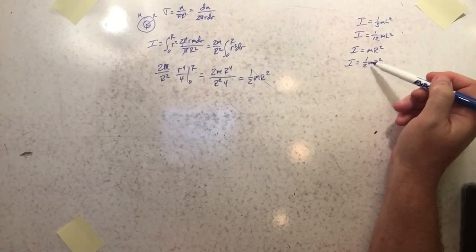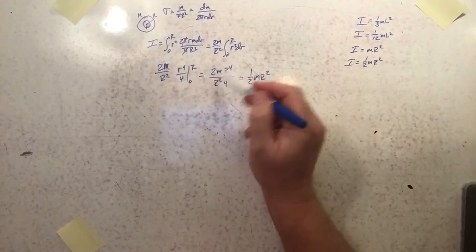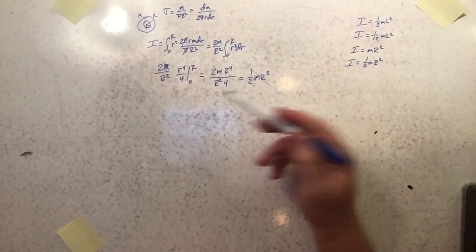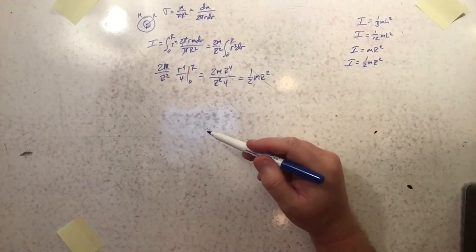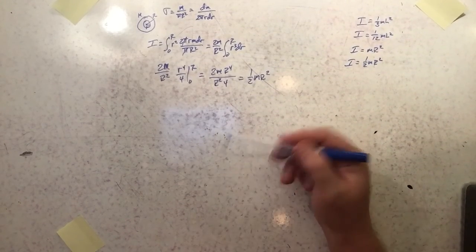So there they are. There's the first four, or the most common moments of inertia that we use, and those are the calculus definitions of sort of how you derive them. I'm going to reserve the sphere for its own video because it's a little more complex.